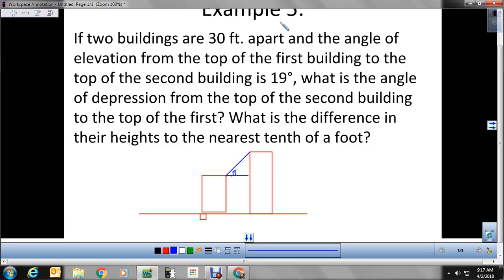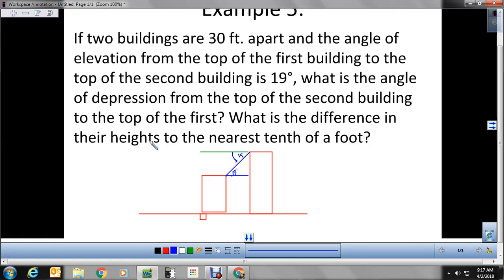Now what that also means is the angle of depression is going to be the same thing. So if we drew this line going across here, that would be our horizontal. This right here would be the angle of depression, which means that's also going to be 19 degrees. So what is the difference? The first one, what is the angle of depression? That answer is going to be 19.